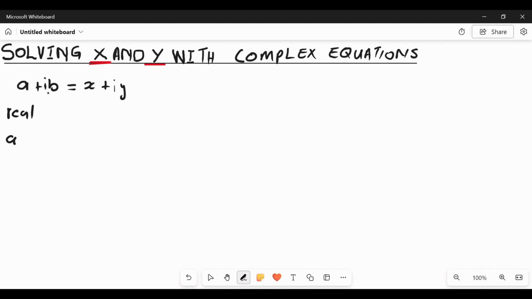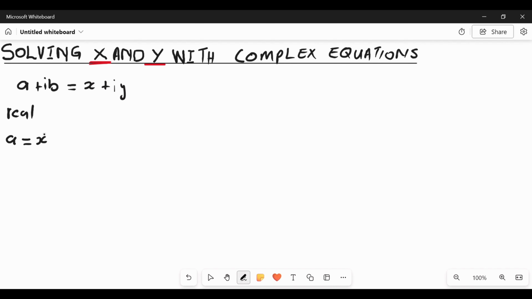Now you look for another. If there is no other real number, then you equate. Now you consider the right hand side. On the right hand side also, you're only going to consider the real part of the complex number. In this case now, the real part is going to be x. So in other words, a is equal to x. Basically, that's how you solve for x in this case.